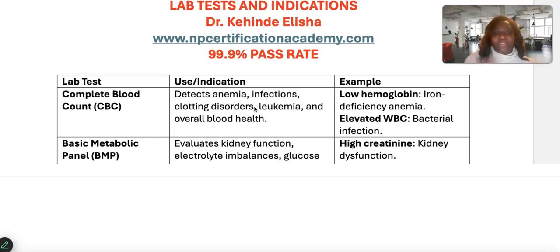Now, we're first of all going to start with complete blood count. What is the purpose of it? What is the main indication of it? It is used to detect anemia, infections, clotting disorders, leukemia, and overall blood health. So you want to remember, first of all, what goes under the CBC. You want to know that we have WBC underneath it, and if WBC is underneath it, what is it used for? We use that to pick up bacterial infection.